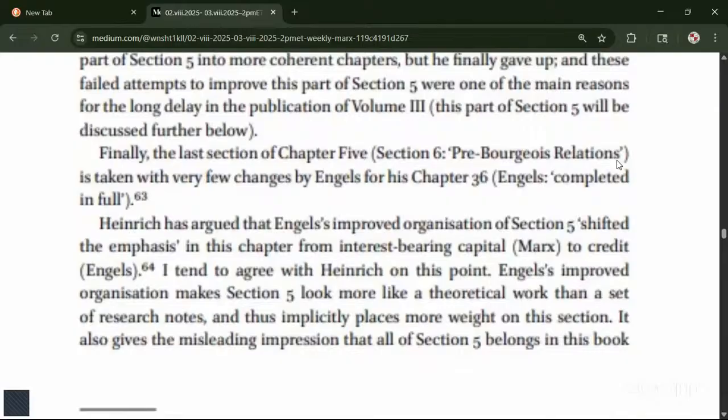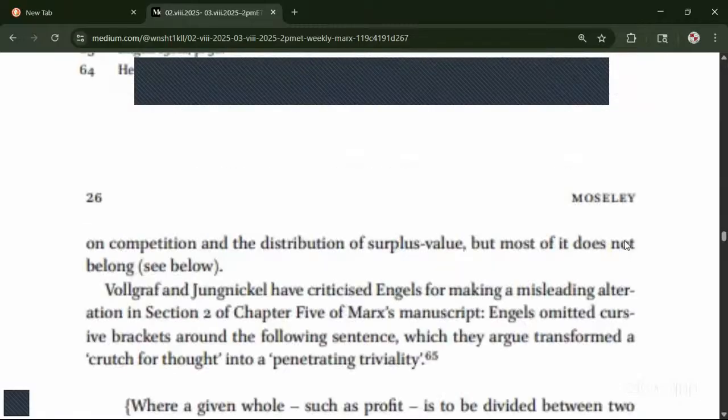Anyway, that's another story. Engels' improved organization makes Section 5 look more like a theoretical work than a set of research notes, and thus implicitly places more weight on this section. It also gives the misleading impression that all of Section 5 belongs in this book on competition and the distribution of surplus value, but most of it does not belong. See below.